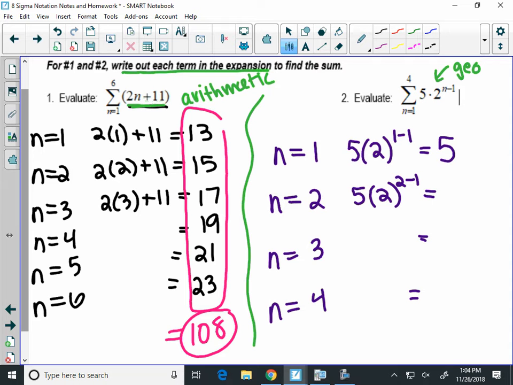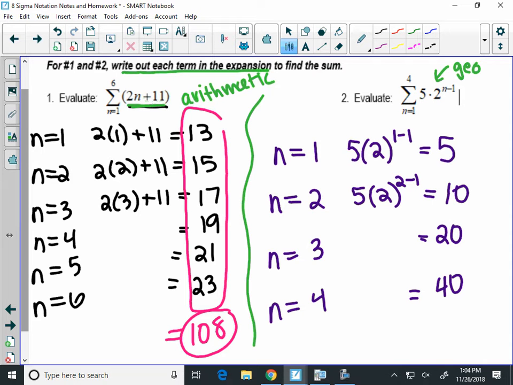What's the next term? 2, 10. Right? Find the next term. You need to think about it. You can do your calculator again in your head, or write it down and then type it in. Doesn't matter. What's the third term? 20, and then the fourth term is 40.